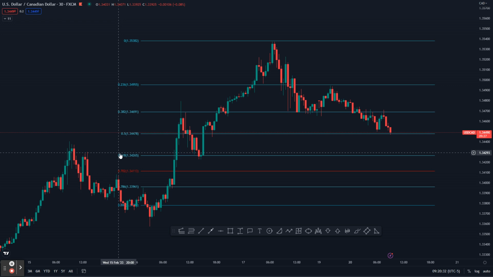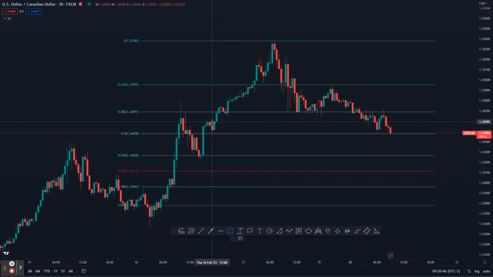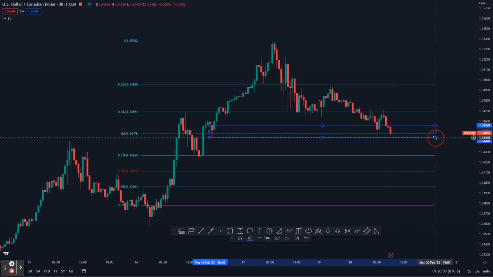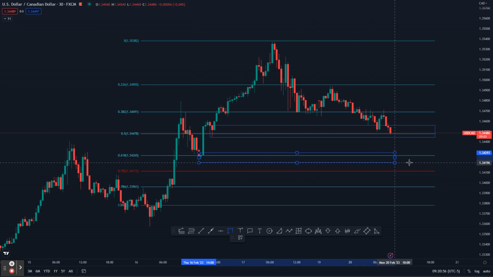Now, look at the 61%. If you've seen the Fibonacci videos, I talk about the golden ratio, which is 61%. Look here, we got another demand zone. We got a candle that engulfs this candle. So it's a demand zone. So I technically have my box here. So price is in the demand zone currently. And here we go. And this is another zone.